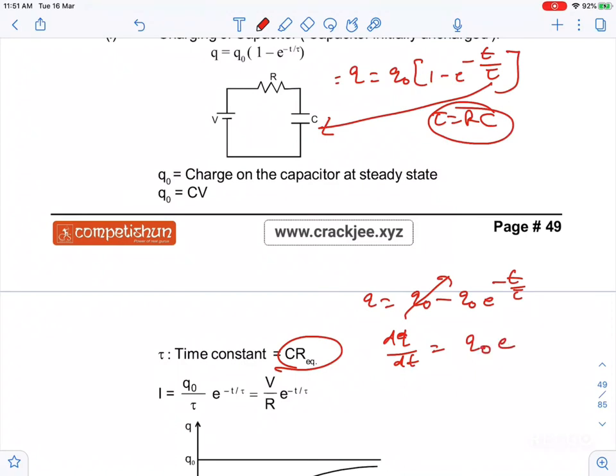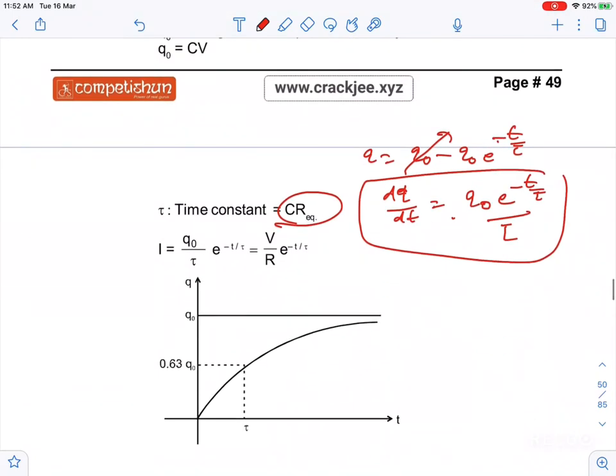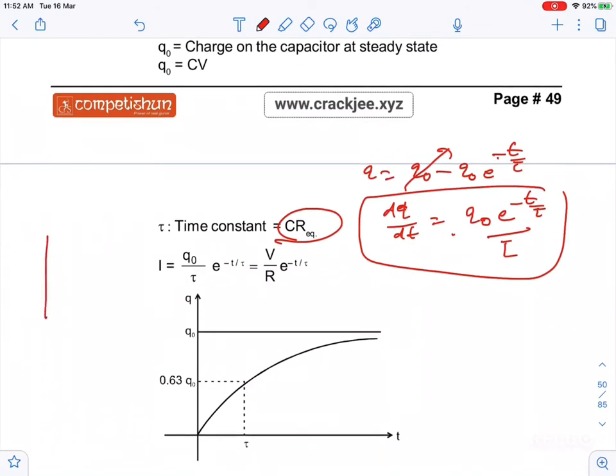Q naught, being constant, has zero differentiation. Q naught e to the power minus t by tau, upon minus 1 by tau. So into 1 by tau, tau will become the denominator; minus and minus become plus. Do it carefully and you will find the result I is equal to Q naught by tau e to the power minus t by tau, meaning exponentially. If you plot the graph, you will find it exponentially decreasing like this.